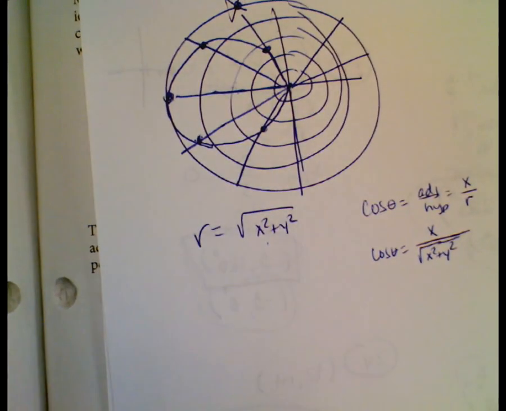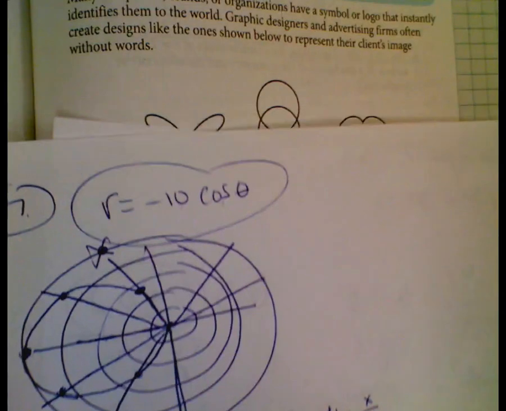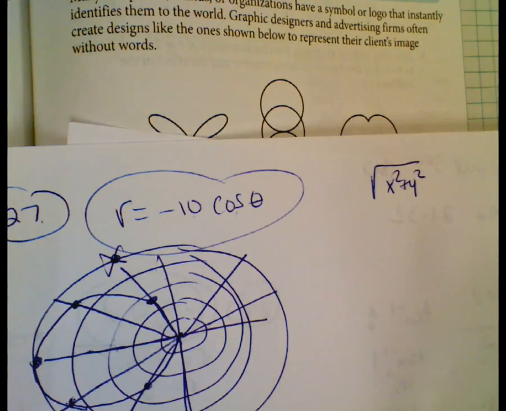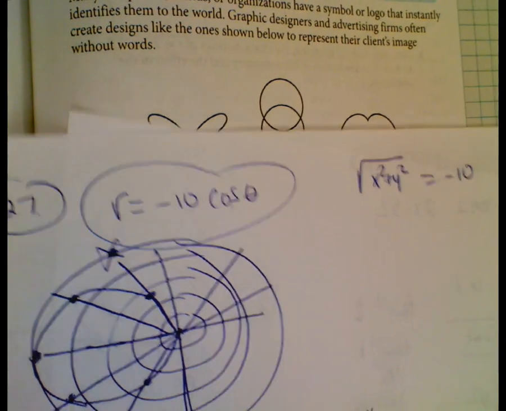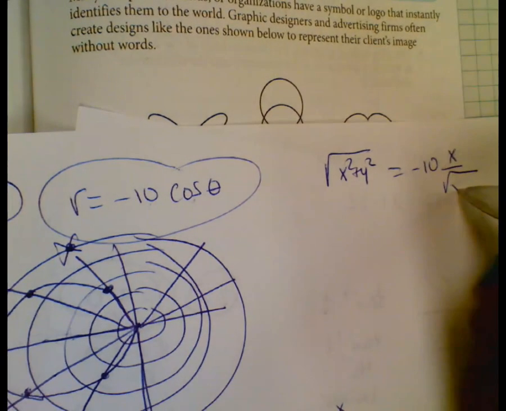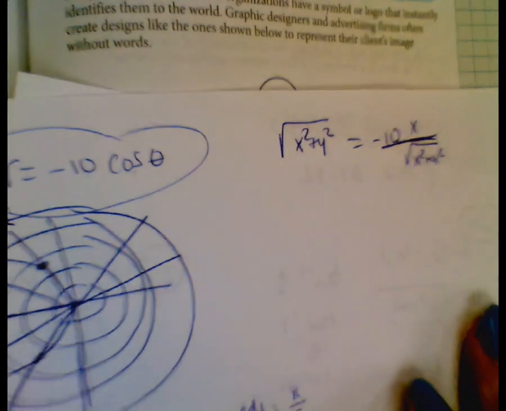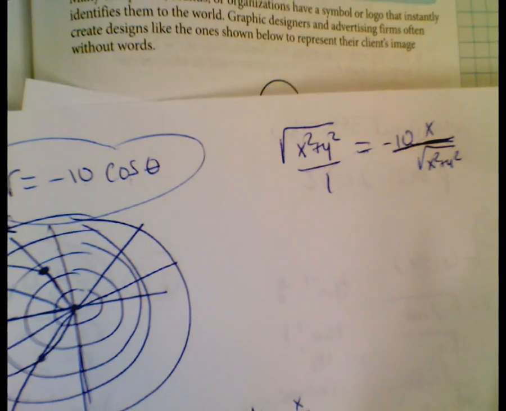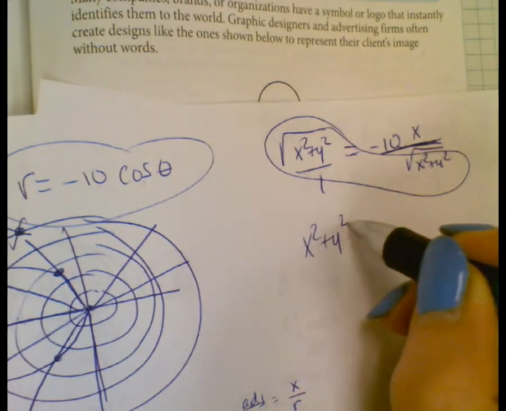So we have r, so let's go back up to our original. So we have r. Well, r is equal to the square root of x squared plus y squared. That's what r equals. Equals negative 10 times cosine of theta. This is what cosine of theta equals. So it's x over the square root of x squared plus y squared. So we can actually just go ahead and make the 10x right in the top. So negative 10x in the top over this. Put this over 1, and we're going to cross multiply.